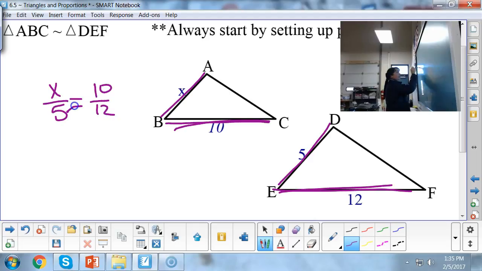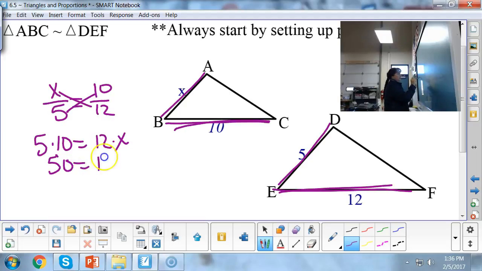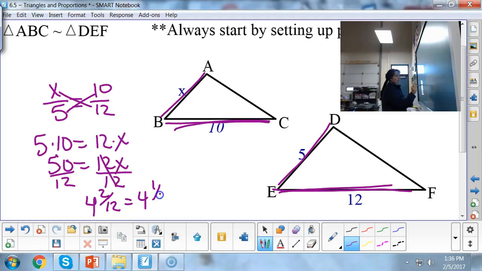Okay, so I'm going to solve by cross multiplying. 5 times 10 equals 12 times x. Okay, so 50 is equal to 12x. To isolate the x, I'm going to do the opposite, or divide by 12. Divide by 12. And there I'm going to have 4, which is 48 with 2 left over. Okay, which is equal to 4 1/6.